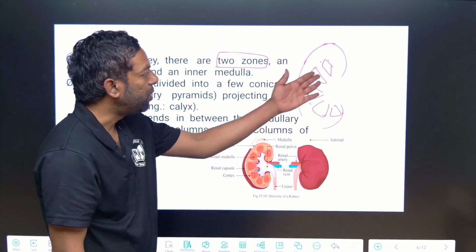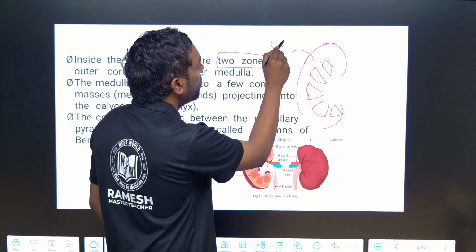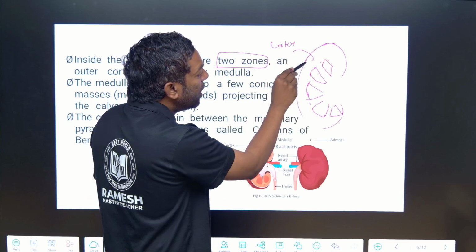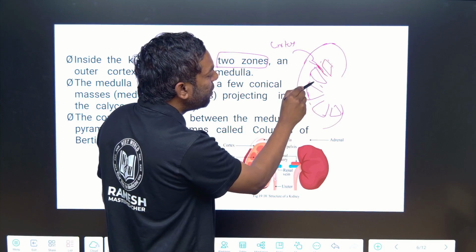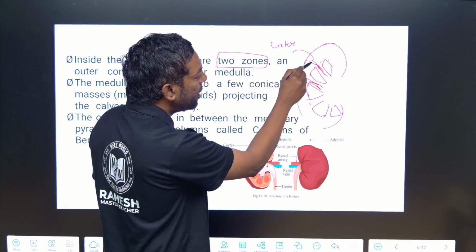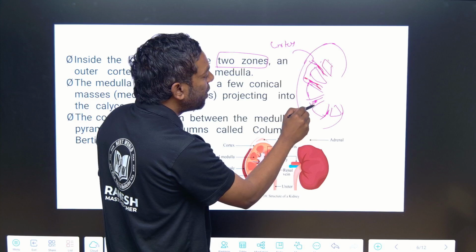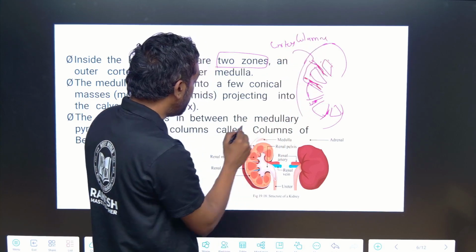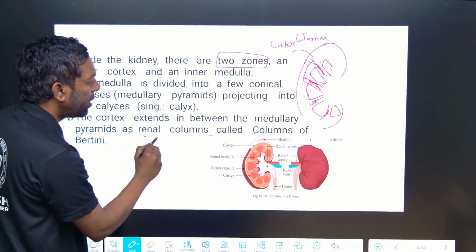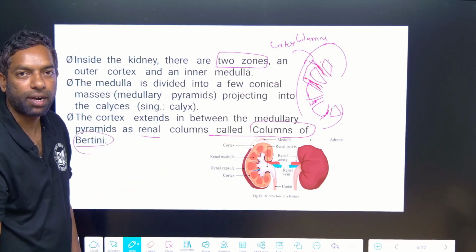This is the medullary pyramids, medullary part, and cortex part. This is the cortex region between the medullary parts. The cortex region enters between the medullary pyramids, and we call it the columns of Bertin, the renal columns of Bertin. They might ask you questions like this in the EAMCET.